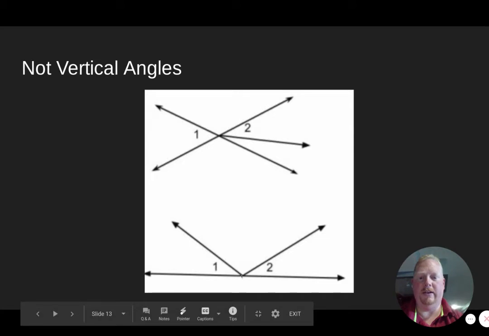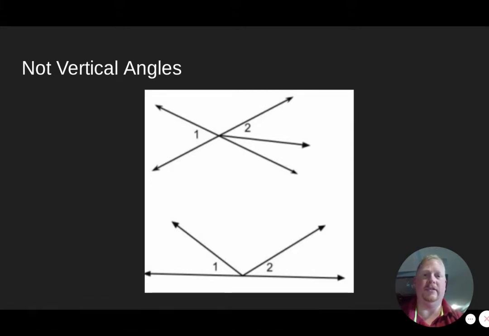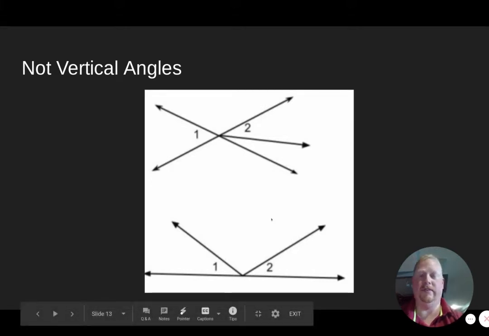Similar idea right here. This top ray for angle 1 does not make the bottom ray for angle 2. So these two things are not vertical angles. Some people might say, well, they look like they're directly across from each other. They're somewhat across from each other, but not directly across. So don't be deceived.